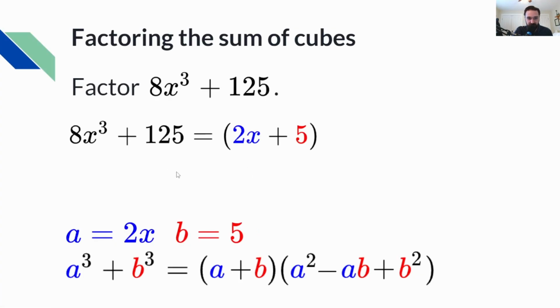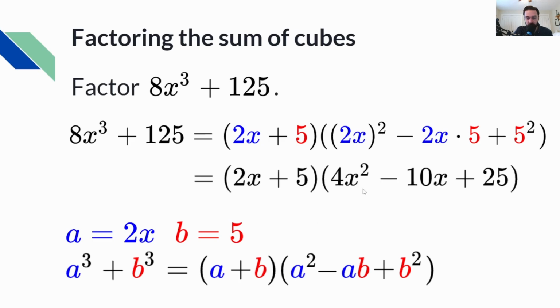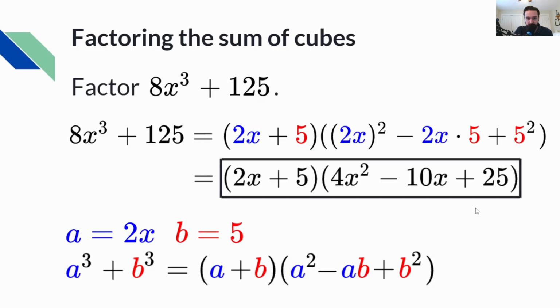Okay, let's start to factor it. 8x cubed plus 125 is 2x plus 5 times 2x whole thing squared minus 2x times 5 plus 5 squared. Notice the use of parentheses here. I'm trying to square a, so I would need to square that whole thing. So it's important to use parentheses here. 2x whole thing squared is 4x squared. So we've completed our factorization. This is our final answer.